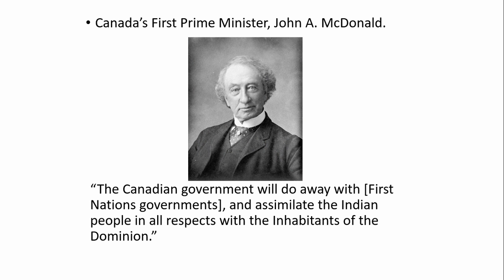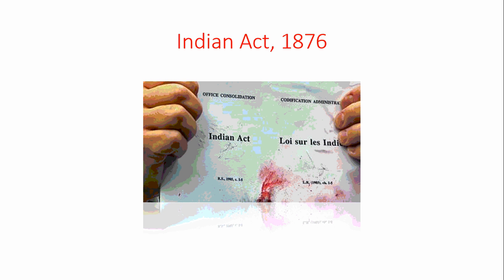And here is what he had to say after Canada became an independent nation, or independent country. Here's what he had to say about the First Nations people who were living in Canada at the time. He said the Canadian government will do away with First Nations governments and assimilate the Indian people in all respects with the inhabitants of the Dominion. So here, when he talks about the inhabitants of the Dominion, he's talking about European Canadians. All right, so the goal here is to assimilate and to impose liberalism on First Nations people living in Canada.